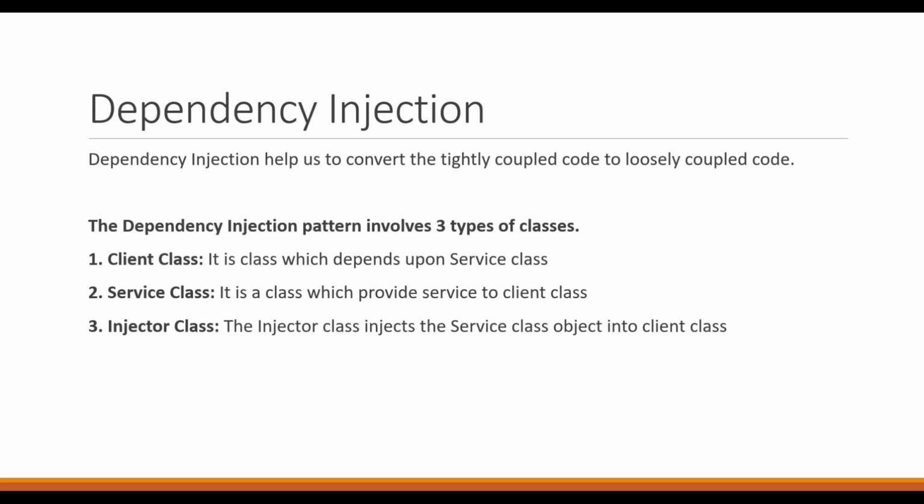The dependency injection pattern mainly contains three types of classes. First is the client class, which depends on the service class. Second is the service class, which provides service to the client class. And third is the injector class. The injector class injects the service class into the client class.